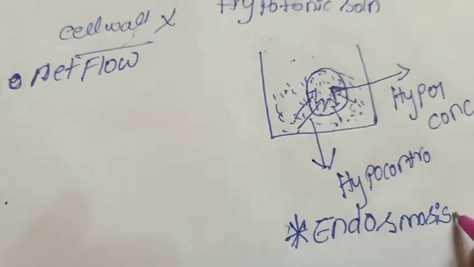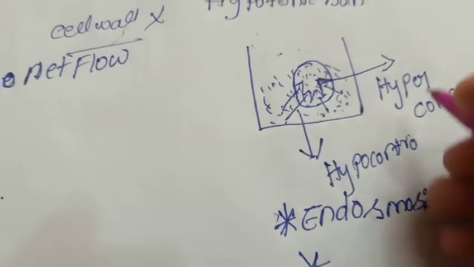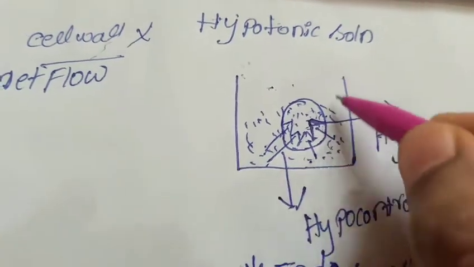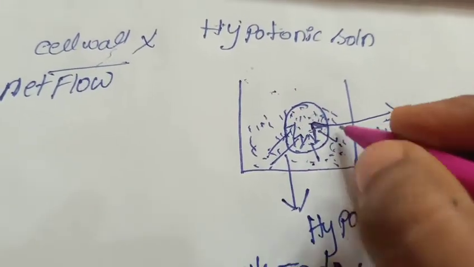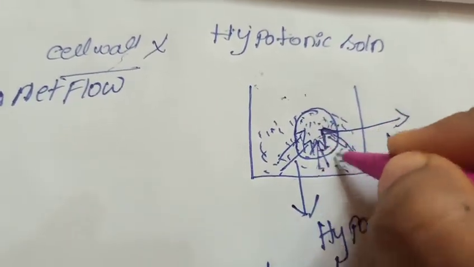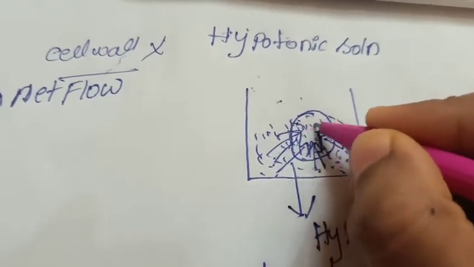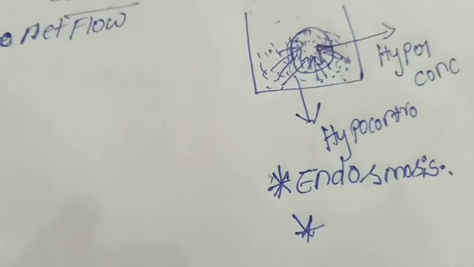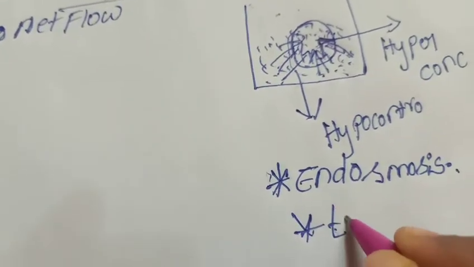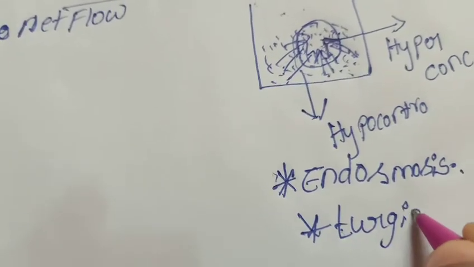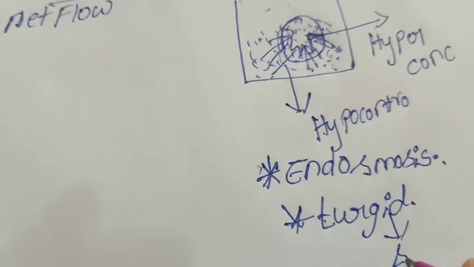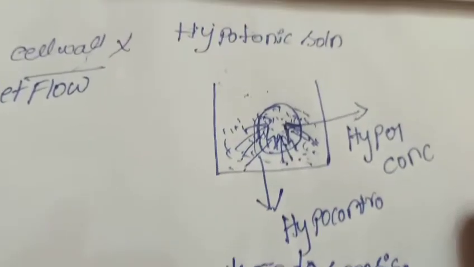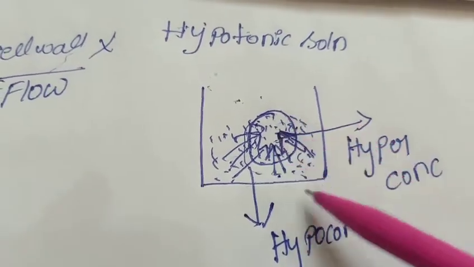Okay, and there is another important point. We know that the animal cell has no cell wall or cell membrane. Here the molecules are going inside, and then what will happen? It will be turgid. That cell will become turgid. Turgid is nothing but swelling of the cell. Here the swelling of the cell takes place.